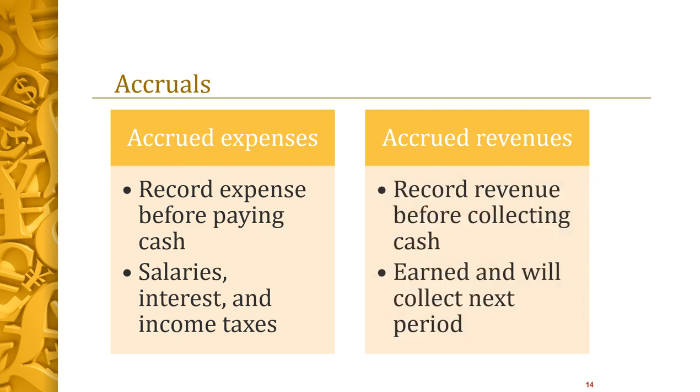Now, accrued revenues would be where you have to record revenue before collecting the cash. An example would be you've done the work, but you just haven't invoiced them yet, so it's not on the books. These are what you would do adjusting entries for. These are accruals. Again, they're not on the books at all, and now we're going to put them on the balance sheet and on the income statement.